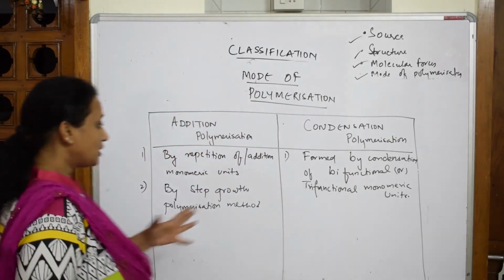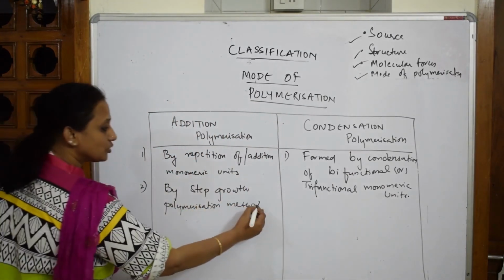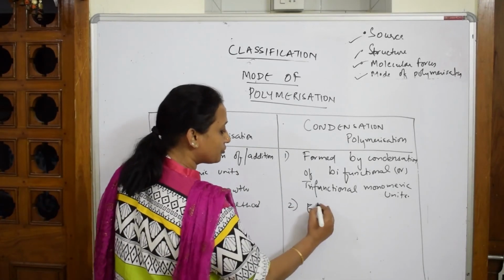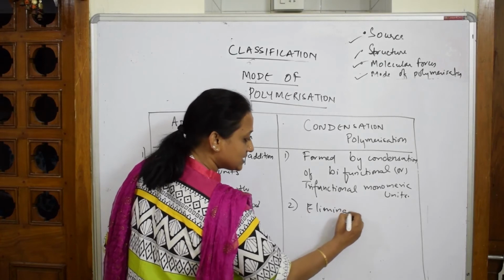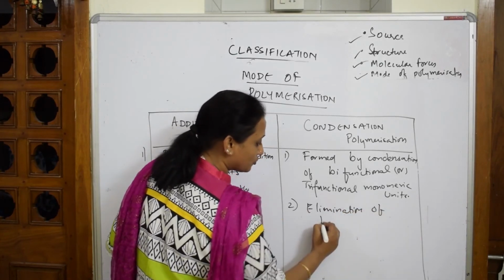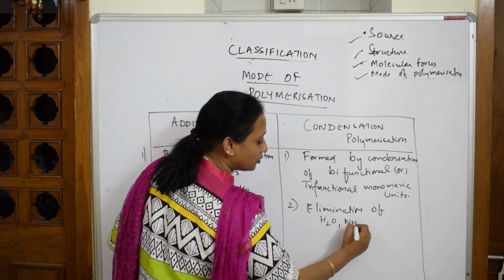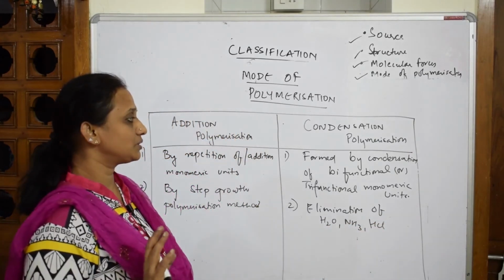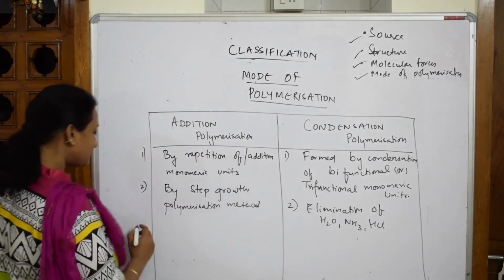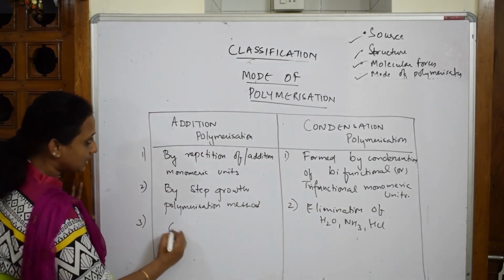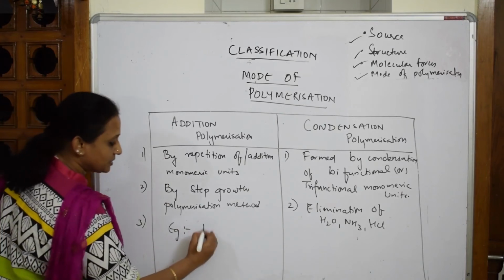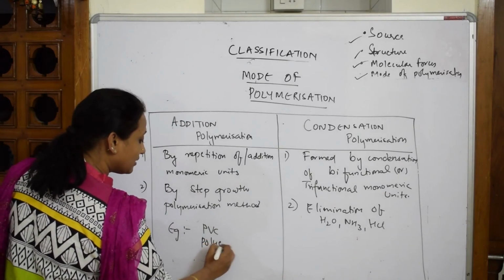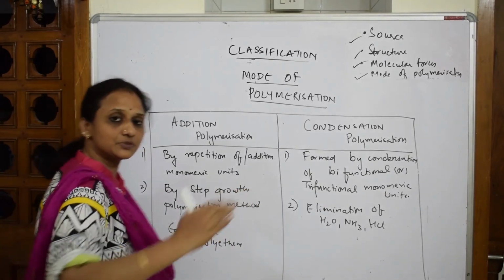Okay, so now, after step growth polymerization, what happens when they are condensing? There is elimination of a water molecule, elimination of ammonia, elimination of HCl in between. Please watch the video on condensation polymerization, I have already done that. If I have to write an example, I can write addition polymerization as PVC, polyvinyl chloride, polyethene, where the chain keeps on increasing.